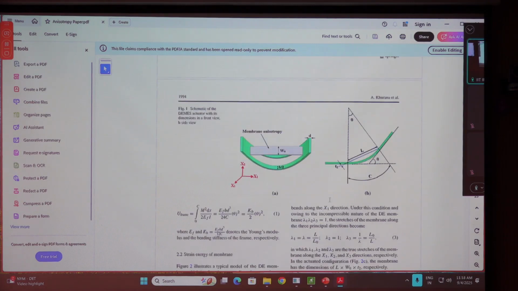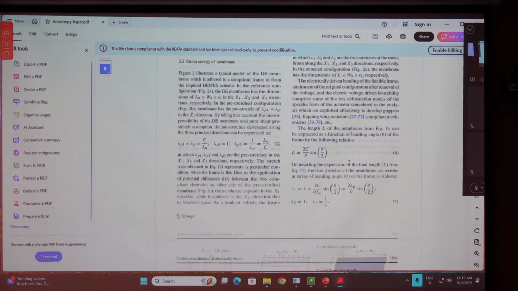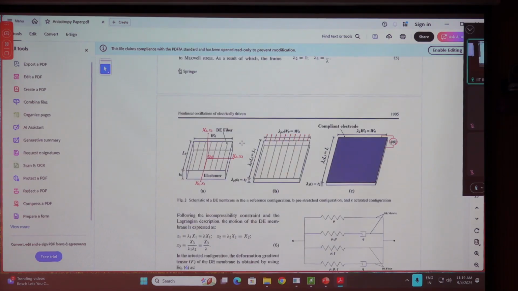If you see this schematic, this is the side view. Theta is the angle that the entire configuration makes with the horizontal. It is called the initial angle when no voltage is applied, and it is called the bending angle or final actuated angle when voltage is applied. The membrane has three configurations: the initial one but with the fiber, the pre-stretched configuration, and the actuated configuration when voltage is applied. Three configurations are there.